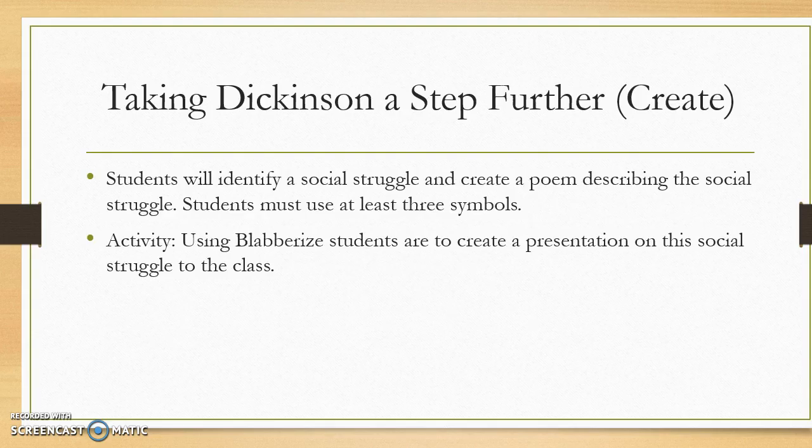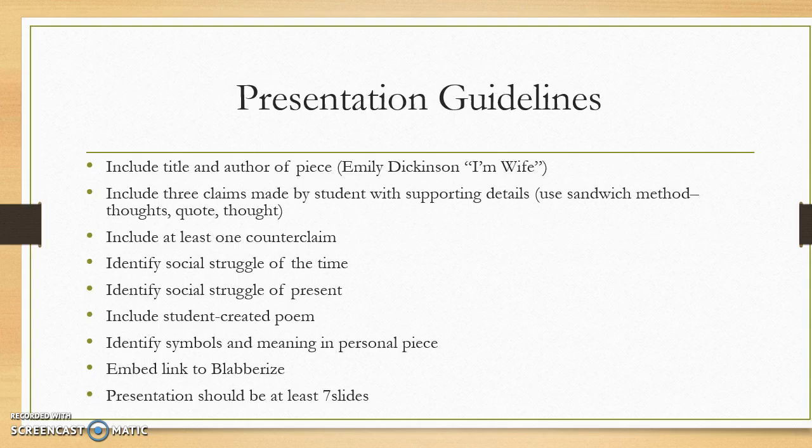At the end of this unit, students will be able to take Dickinson a step further and create their own poem. Here, students will identify a social struggle and create a poem describing the social struggle. Students will have to use at least 3 symbols, and they will use Blabberize to create a presentation on this social struggle to the class.